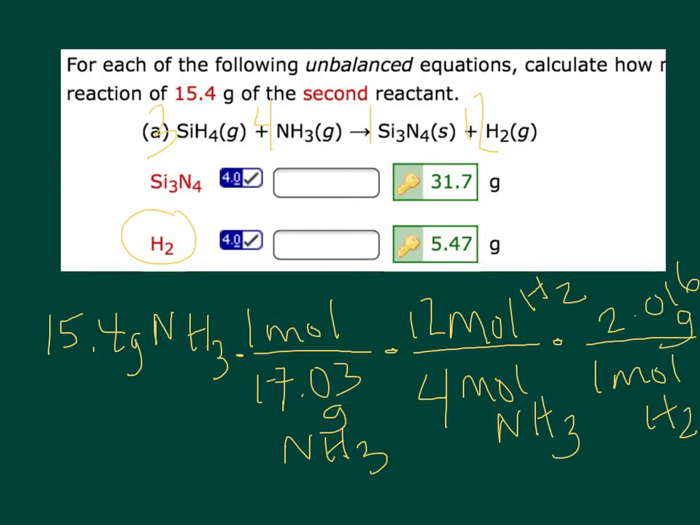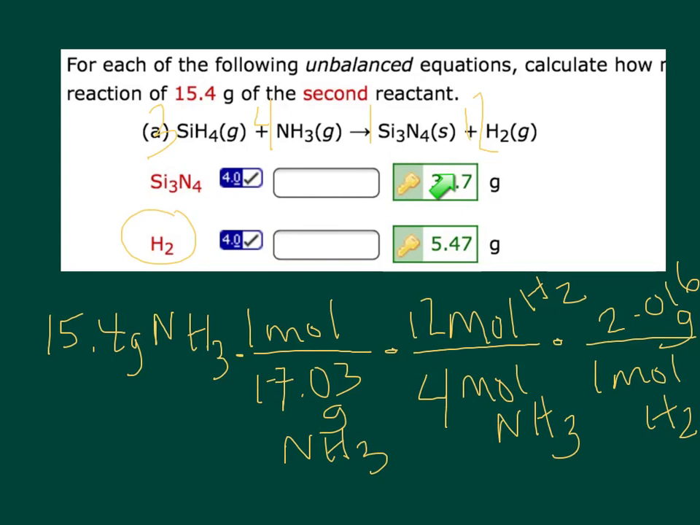And I do not have the answer for this one, but you go 15.4 divided by 17.03 times 12 divided by 4 times 2.016. And it should give you grams of the H2. And I'm guessing 15 divided by 17 is less than 1, and that's 3 times 2 is 6, so it's probably around 6 somewhere. That's my guess. Oh, it tells you the answer right there, 5.47, and I did get that other one, 31.7. Duh, the answer was right there.